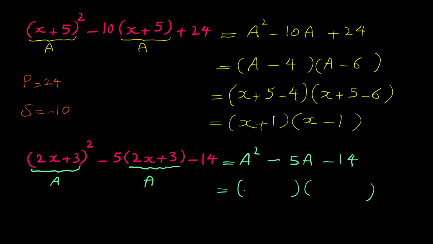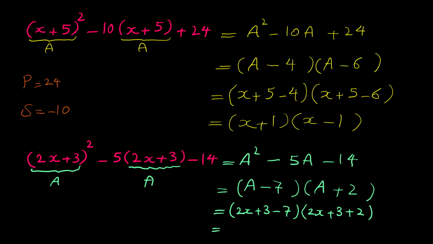Now we have to guess two numbers that their product is negative 14, their sum is negative 5. What are the numbers? The numbers are negative 7 plus 2 or plus 2 minus 7. Now remember what was A. A is actually 2x plus 3. So we substitute back 2x plus 3 minus 7, 2x plus 3 plus 2.